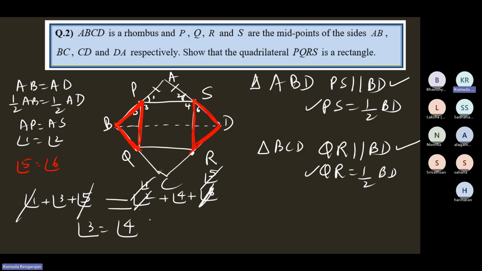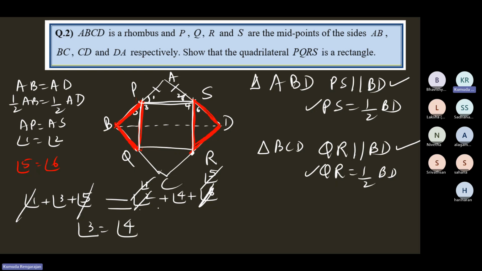Now, PQRS is a parallelogram. We already proved that. In the parallelogram, angle 3 and angle 4 are adjacent angles. We know that in a parallelogram, adjacent angles are supplementary. Or you can say these two lines are parallel and this is the transversal, so co-interior angles are supplementary.